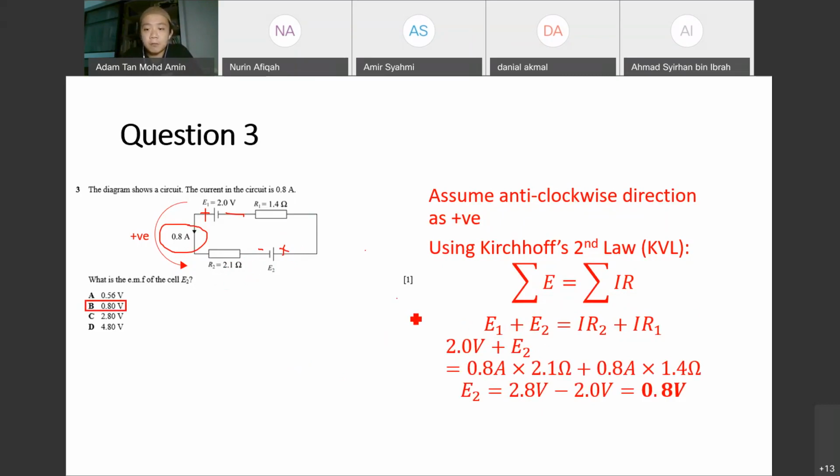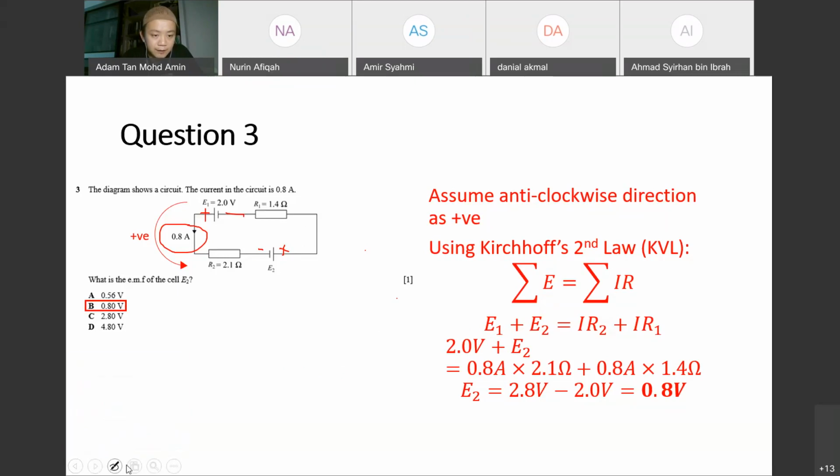Okay. Yes. If the terminal for E2 is changed, so it means that we have to write down E1 minus E2, right, sir? Yes. So thank you very much for the question.